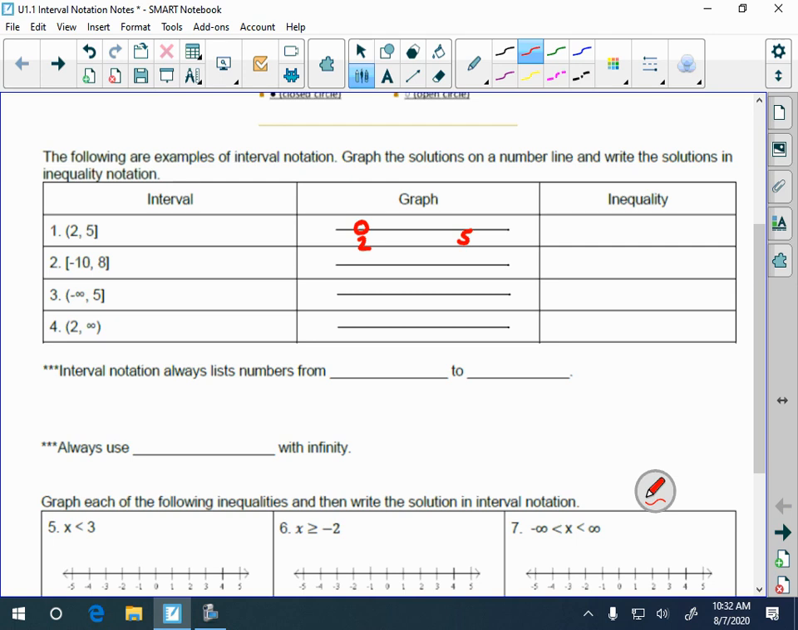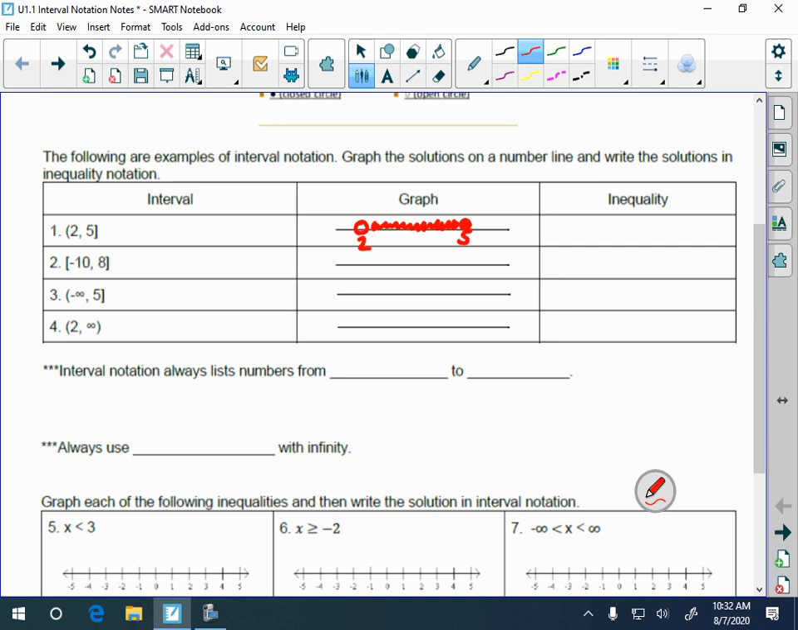Now 5 has a bracket, so it's included, and we put a closed circle. This says all the solutions between 2 and 5 are solutions, so we shade in between those two numbers. You can put as many numbers as you want on a number line, but we know that 2 is on the left and 5 is on the right.